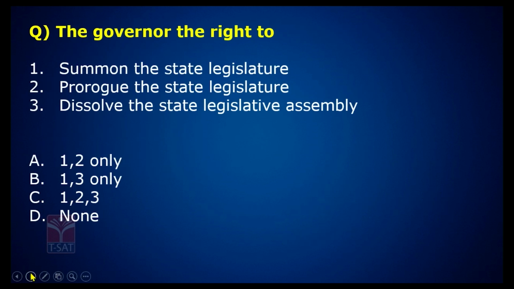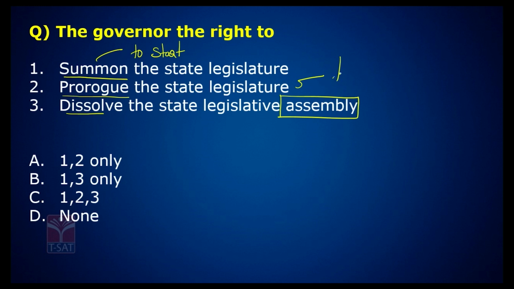Next question. What are the rights of the Governor? The Governor has the right to summon the state legislature, prorogue the state legislature, and dissolve the state legislative assembly. Excellent. Now, what is the meaning of summoning? Summoning means to start. Prorogation, to stop. Here, dissolution, dissolve for a temporary period.